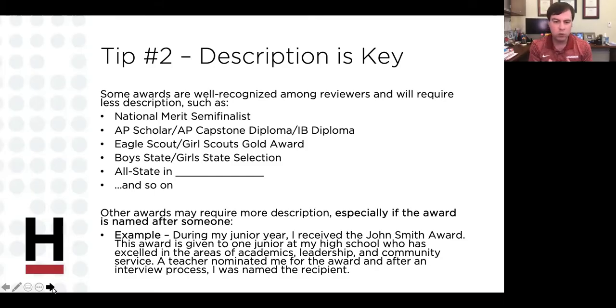So again, if it's an award that's through your community or school, you have to assume that the reviewer has no idea what it is. So make sure to include a good description.